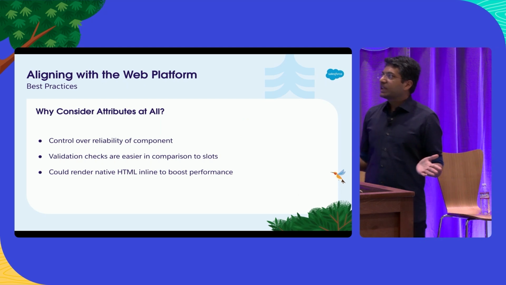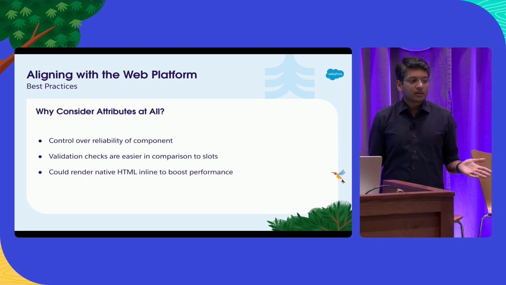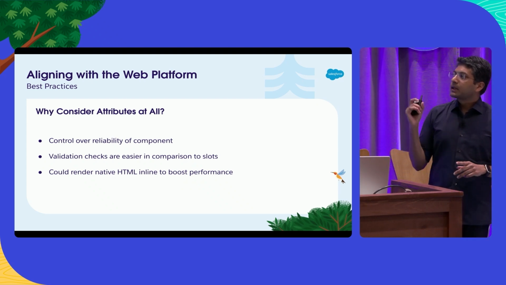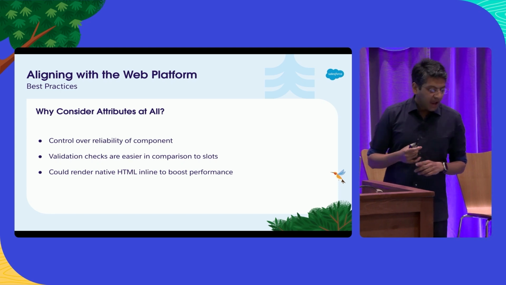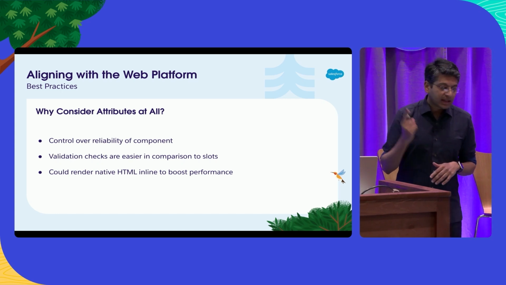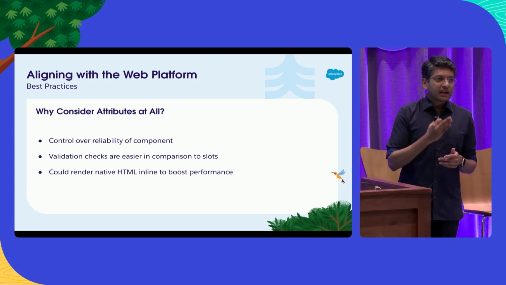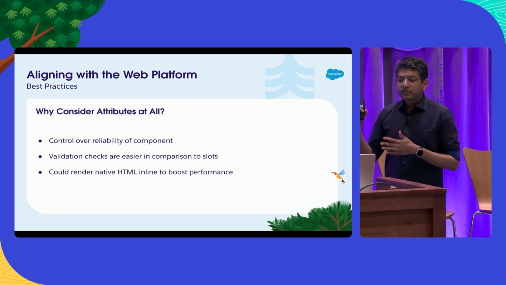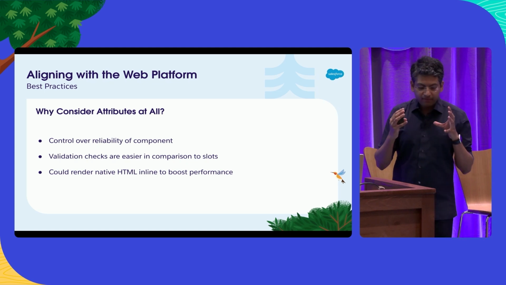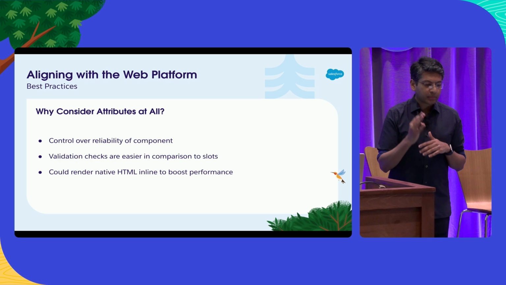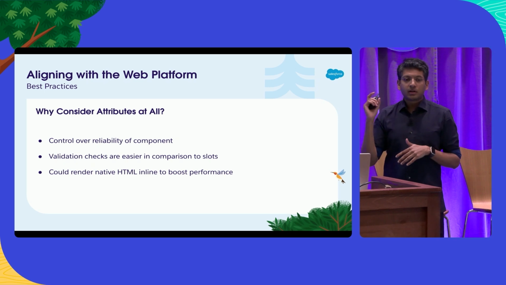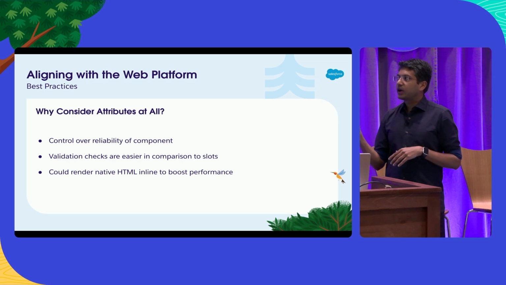So why are we even having this conversation at all, right? Why, when slots seem to be the obvious answer, are we even talking about this? Well, it turns out that attributes also have certain benefits. The first one being control over the reliability of your component. You control exactly what gets rendered within that component. So if the user is passing in nonsensical things, you can ignore it easily and you can make sure you're rendering the right things and your component always works the way you expect it to work. Typically, this is also possible with slots. It's a lot easier with attributes.